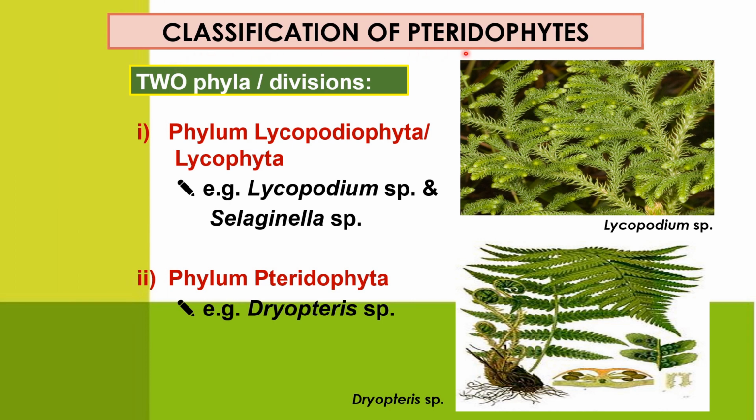Classification of pteridophytes. Pteridophytes are divided into two phyla. First, phylum Lycopodiophyta or phylum Lycophyta. The examples of plants in this phylum are Lycopodium species and Selaginella species. Second, phylum Pteridophyta. The example of plant is Dryopteris species.